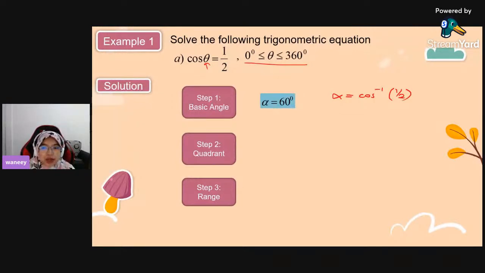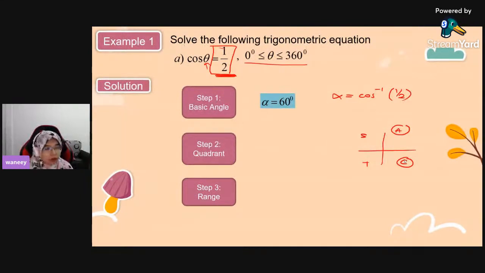Second, we have to check our quadrant. So draw your quadrant and write A, S, T, C. Do check cos theta. What is the value on the right hand side here? Is it positive half or negative half? Of course, on the right hand side, this is a positive answer. So we want to find a quadrant where if we use cos, it will give us a positive answer. Referring to your quadrant, which quadrant will give us a positive value when we substitute the theta? It will be either in the first quadrant or in the fourth quadrant.